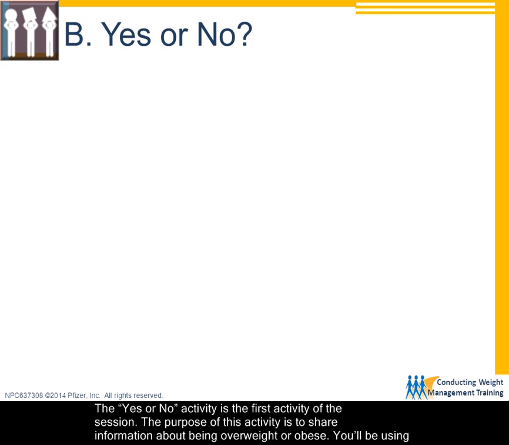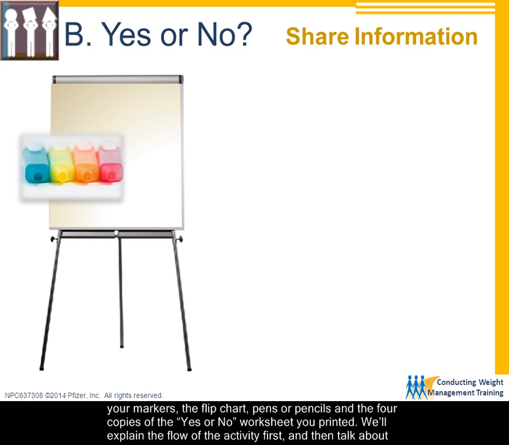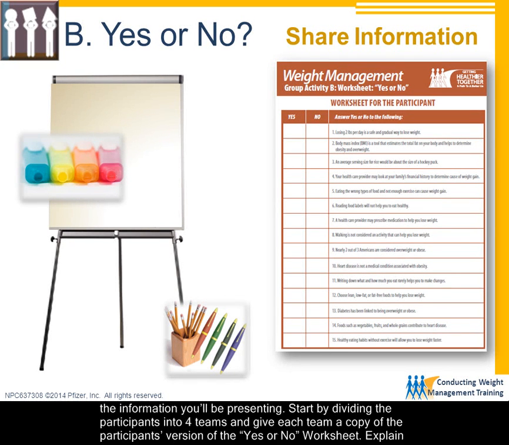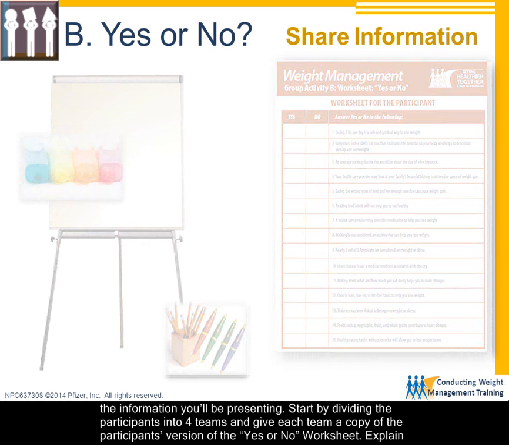The yes or no activity is the first activity of the session. The purpose of this activity is to share information about being overweight or obese. You'll be using your markers, the flip chart, pens or pencils, and the 4 copies of the yes or no worksheet you printed. We'll explain the flow of the activity first and then talk about the information you'll be presenting.